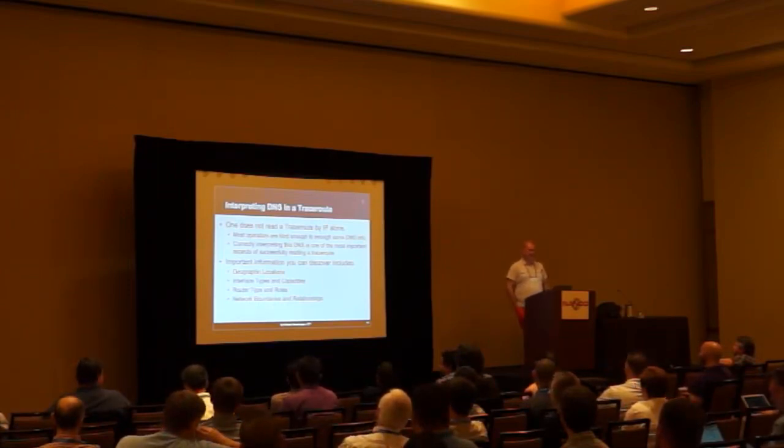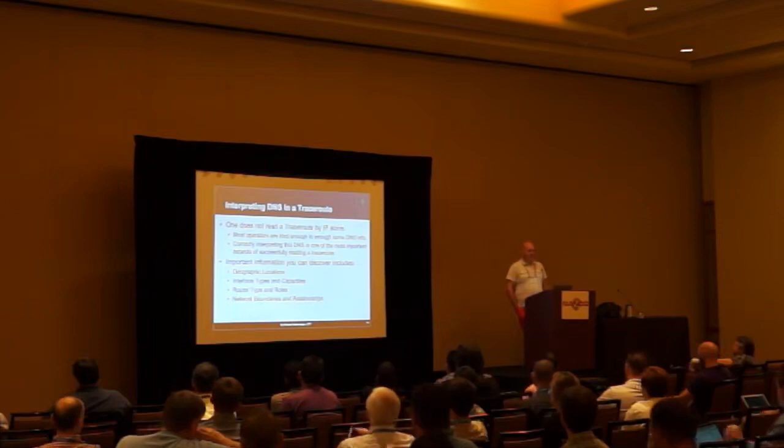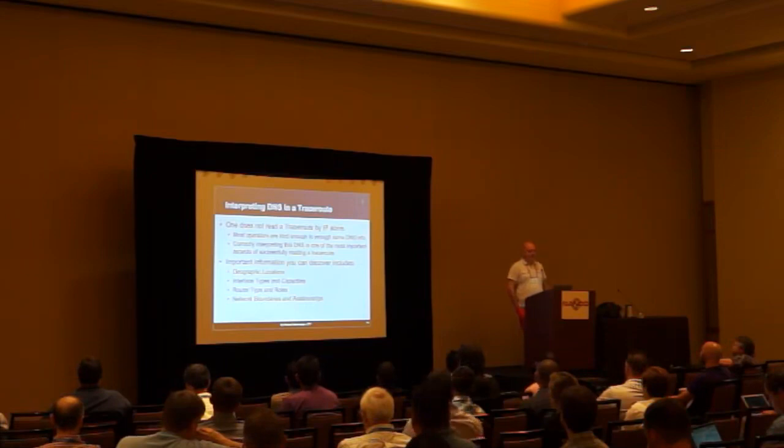Even if it's not your network, you can get an idea of a lot of information like geographic locations, where these things are physically located. You can start to tell the interface types and the capacities. You can even start to tell the router types and roles. And most importantly, you look for network boundaries and relationships.